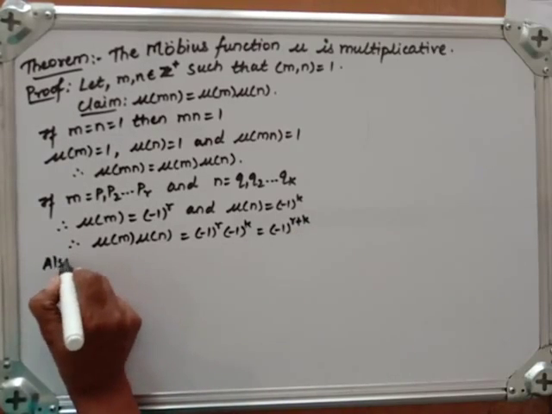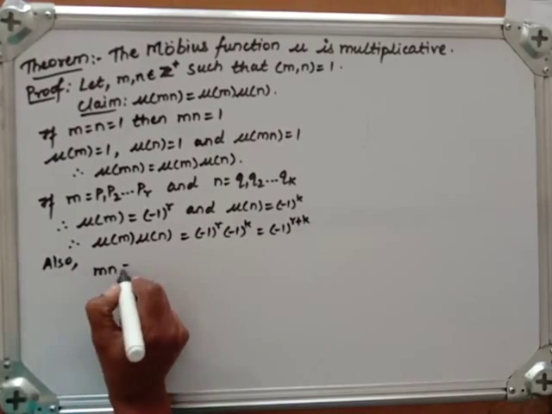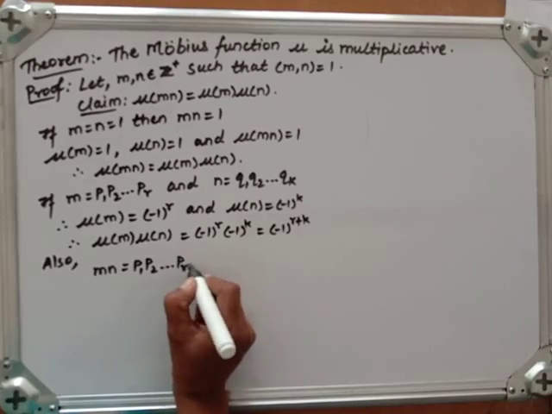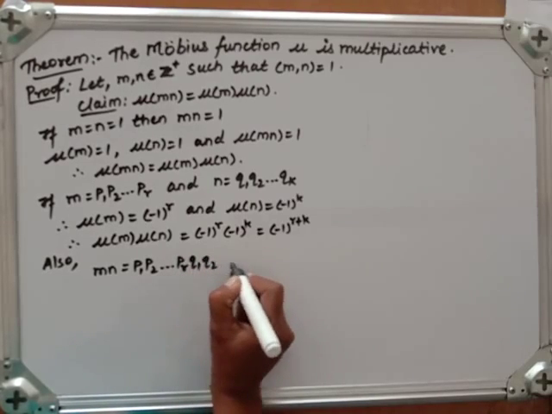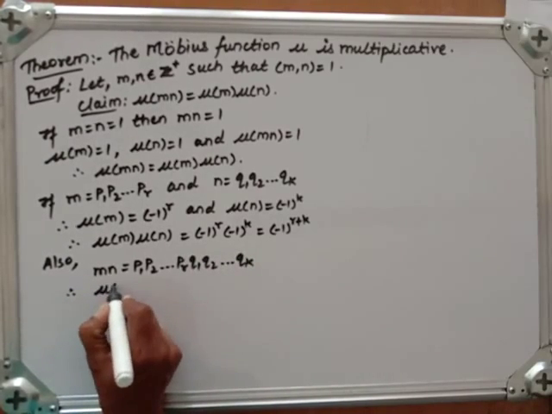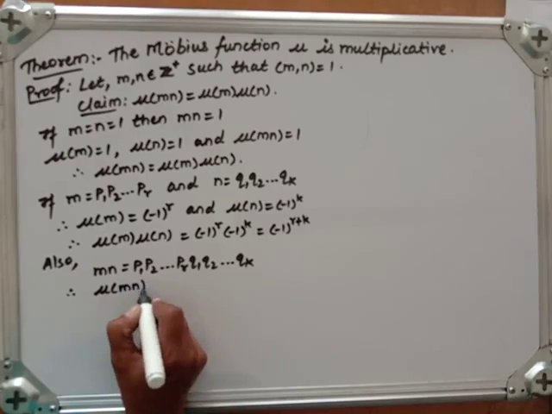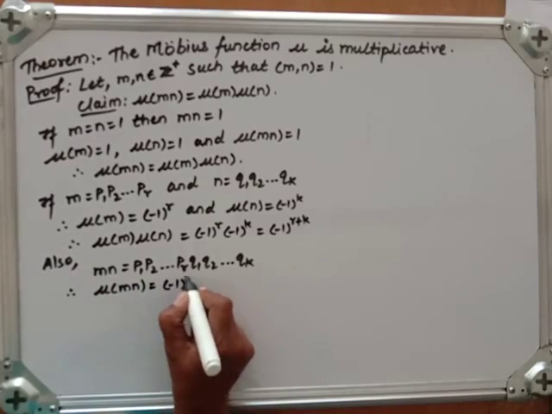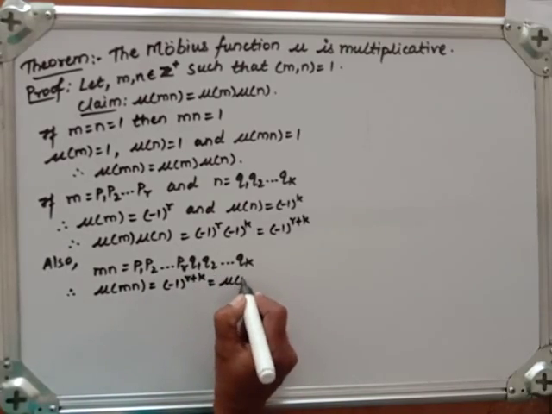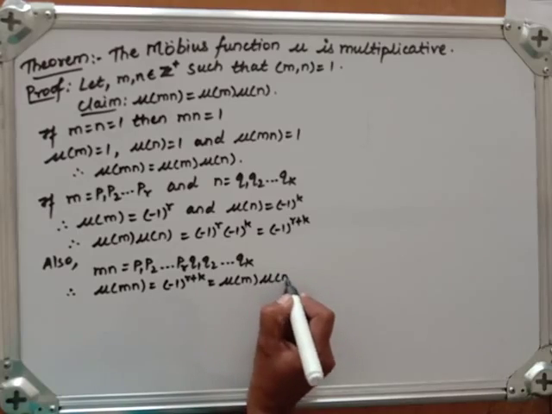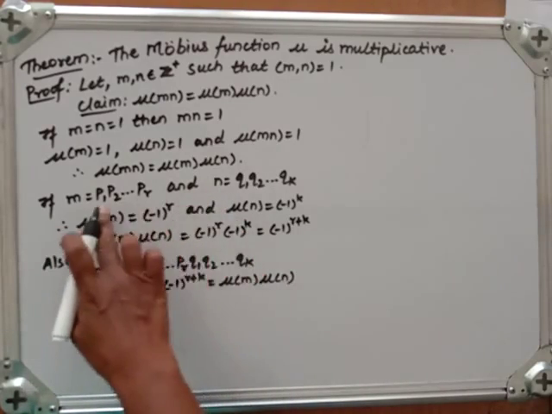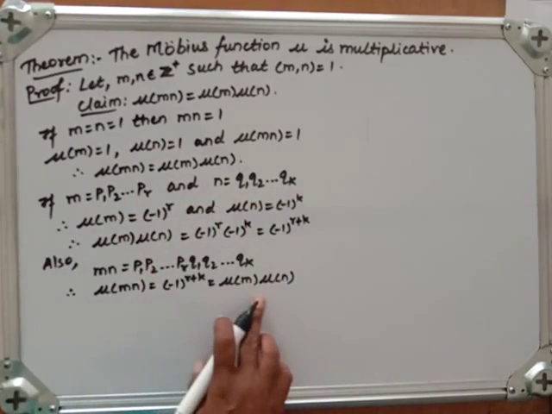Also, MN is equal to P1, P2, and so on up to PR, Q1, Q2, and so on up to Qk. Therefore, mu of MN is equal to minus 1 raised to R plus K. That is the same as mu of M into mu of N. So here, if M and N are prime factorizations, then this is also valid.